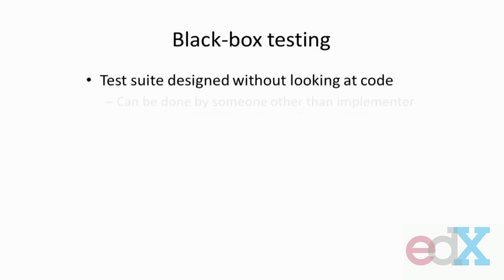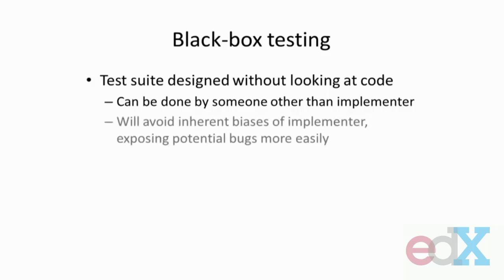Nice thing about this is it can be done by someone other than the implementer. So we could have a quality assurance group that's actually going to design the test suite here. And one of the nice advantages there is that it often can help us avoid inherent biases. As an implementer, when I design code, I may be assuming that I'm always going to run this on positive values, for example. But if I don't build that into the specification, and I don't build in checks for that, somebody else may come along and try it on a negative value and expose the fact that I have a bug inside of my code. So that lack of implicit bias is actually a great plus.